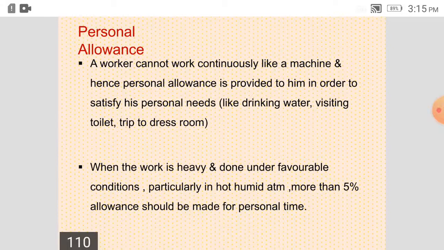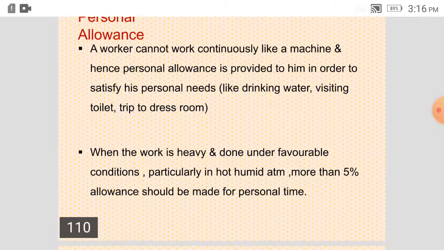So this type of things he may do intermittently. So that time will have to be added to the normal time of performing that job, which will give you the standard time. So a worker cannot continuously work like a machine. So hence personal allowance is provided to him in order to satisfy his personal needs.